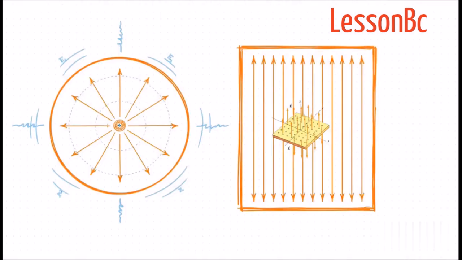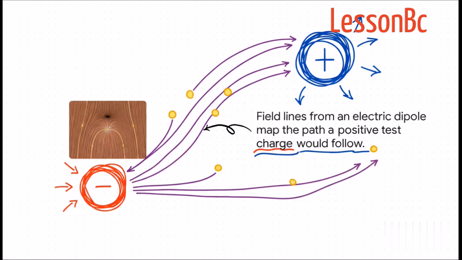All right, let's compare two different scenarios. On the left, you've got that radial field from a single point charge we've seen. But look at the right. Here, we have a big, flat sheet of charge. And what it creates is a totally uniform electric field, where all the field lines are parallel and the force is exactly the same everywhere. Pretty cool, right? Now check out this more complex pattern. This is the field you get from what's called an electric dipole.